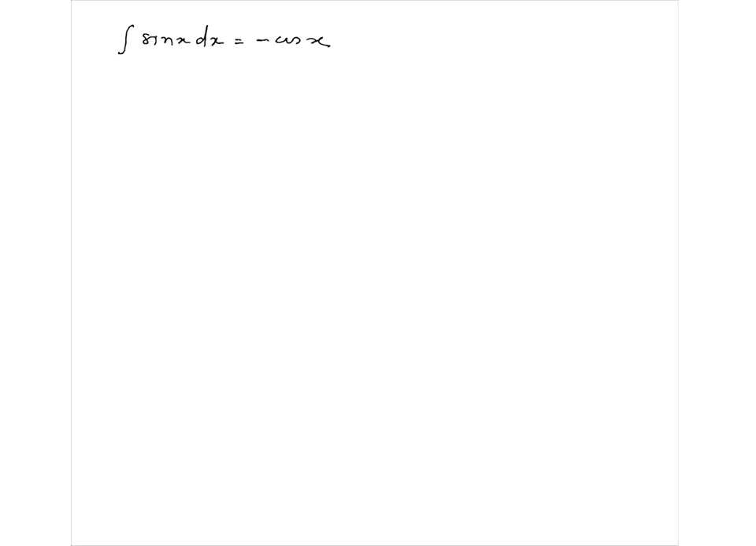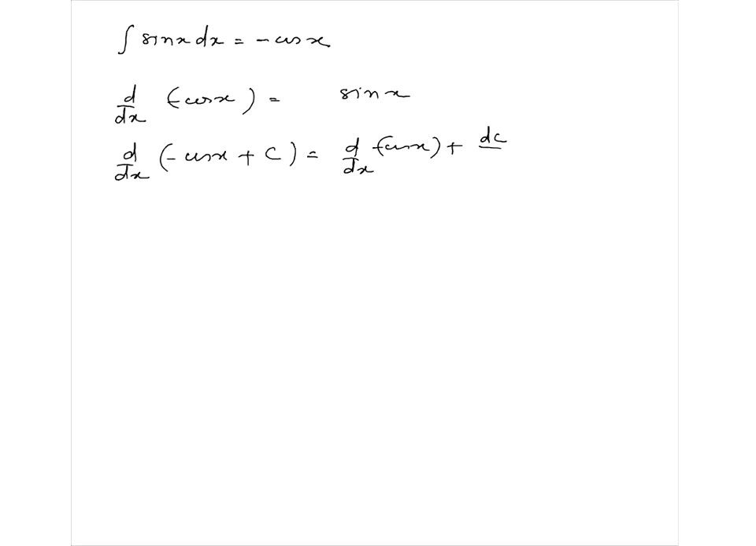Because d/dx of minus cos x is sin x, correct? But d/dx of minus cos x plus some c is also the same. So how can I be so sure that the answer must be this only? I mean this only.